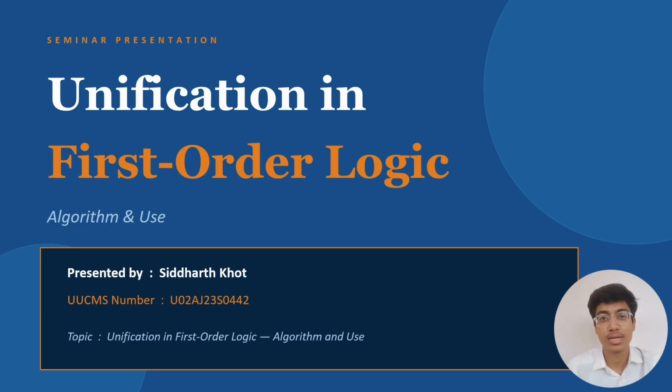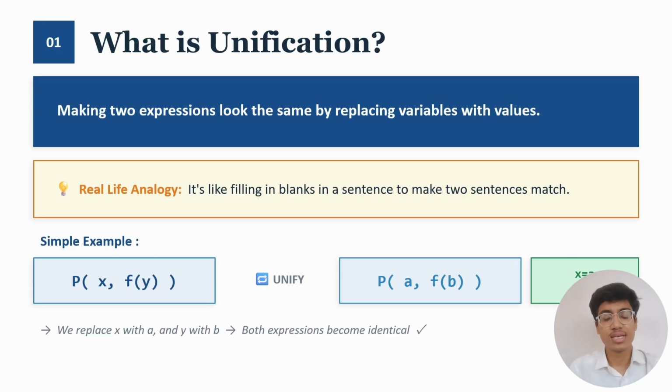Let's see what is meant by unification in artificial intelligence. Unification is an important concept in artificial intelligence and logic programming. It helps the computer compare two logical expressions and make them identical by replacing variables with suitable values.